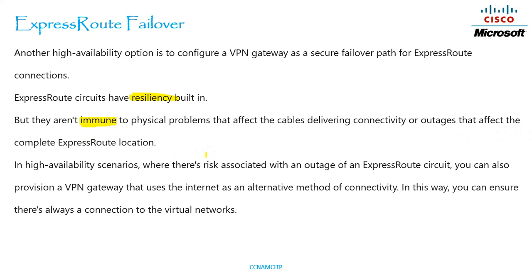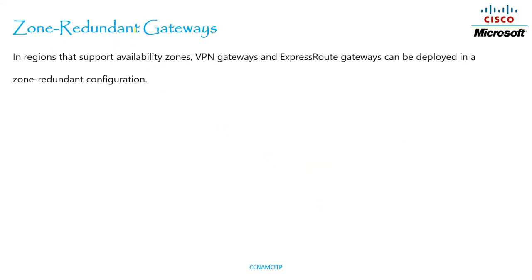In a high availability scenario where there is a risk associated with an outage of an ExpressRoute circuit, you can also provision a VPN gateway that uses the internet as the alternate method of connectivity. So if you have any doubt or risk of outage, you can choose the internet as an alternative method of connectivity. In this way, you can ensure there is always a connection to the virtual network. So this comes under ExpressRoute failover.